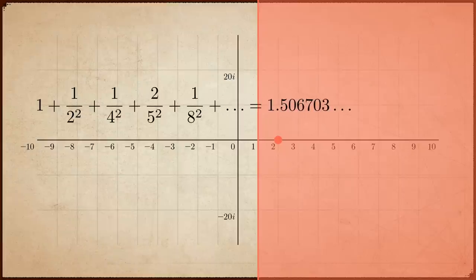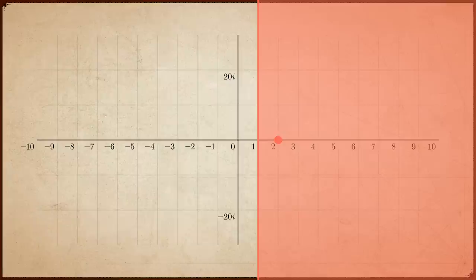Here the terms get smaller and smaller in absolute value fast enough so that the entire series converges to some specific number. In this case, approximately 1.5067. If I take a complex number outside of the right half plane, then either the series is conditionally convergent, so you can't rearrange the terms without creating a mess, or it's just divergent, meaning it is seemingly undefined.